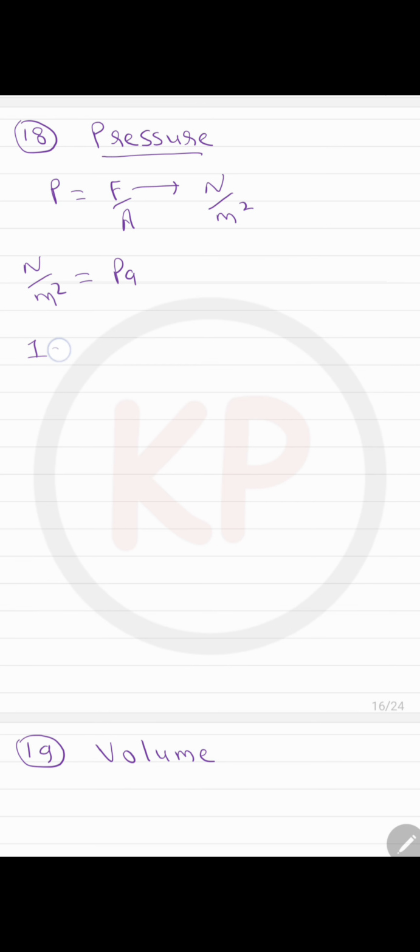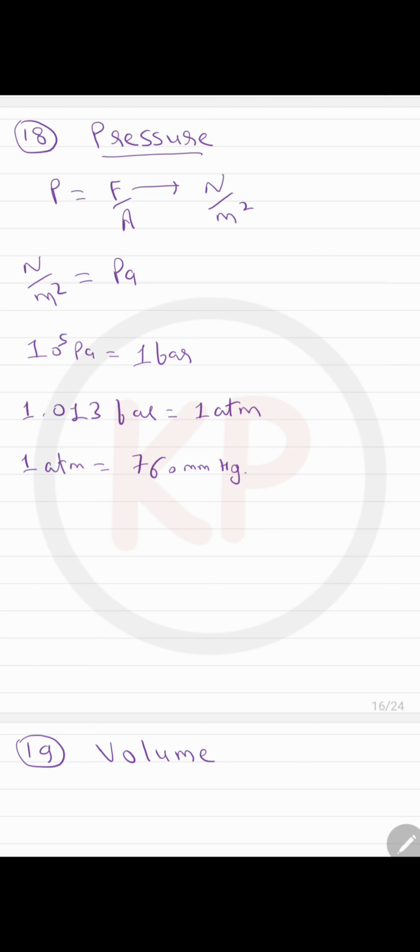10 to the power 5 pascals make 1 bar. 1.013 bar makes 1 atm. This 1 atm pressure is due to 760 mm Hg. It is 760 mm of mercury. So all these are the units of pressure.